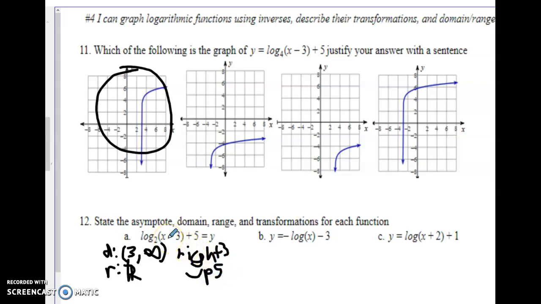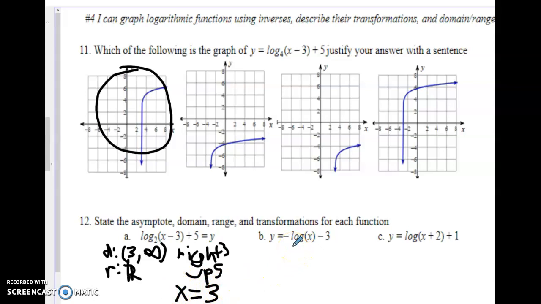Now logs have a vertical asymptote. If you think about this graph up here, it has a vertical asymptote right there. So when you shifted it right 3, you took that vertical asymptote that would have been x equals 0, and it was shifted right 3 also. Another way, if you look at this number right here, 3 is how much it was shifted, and because the domain's all values of x greater than 3, x equals 3 is where you can get that asymptote from.